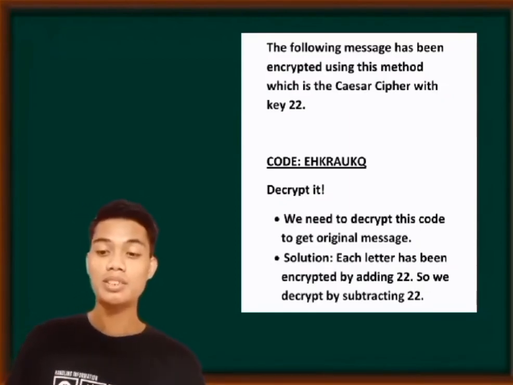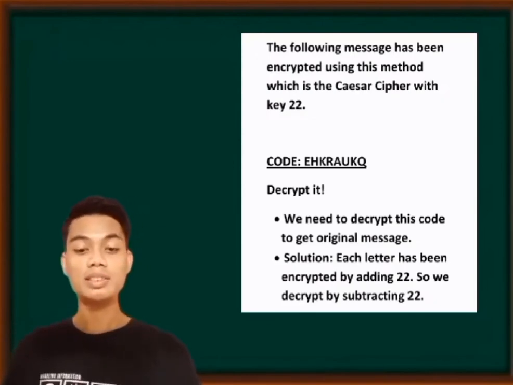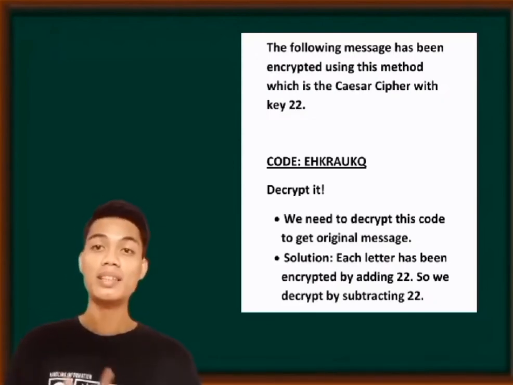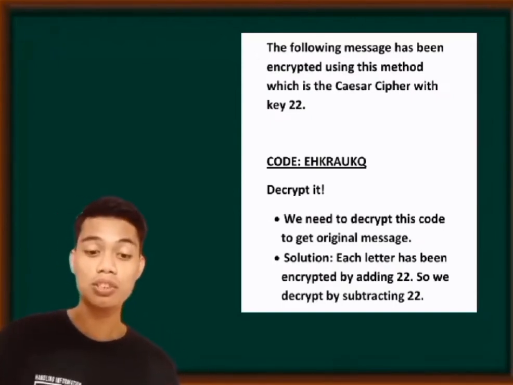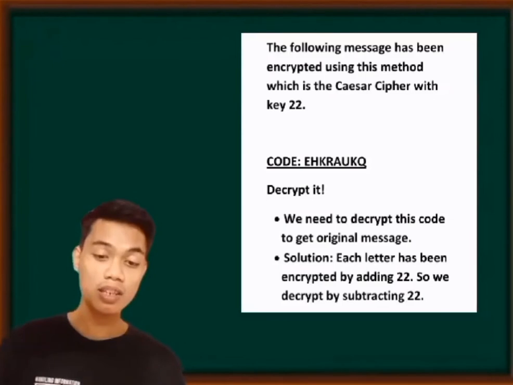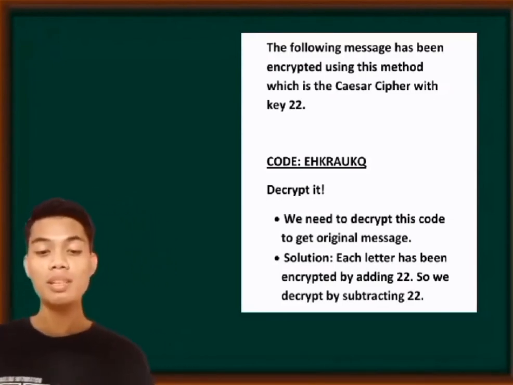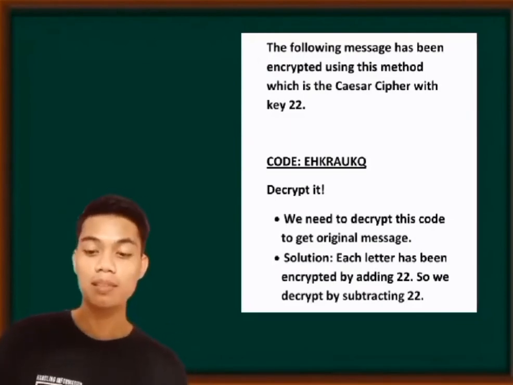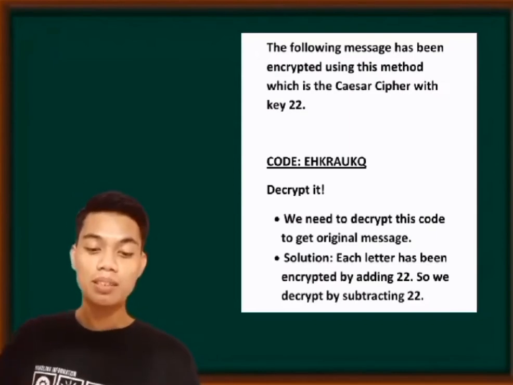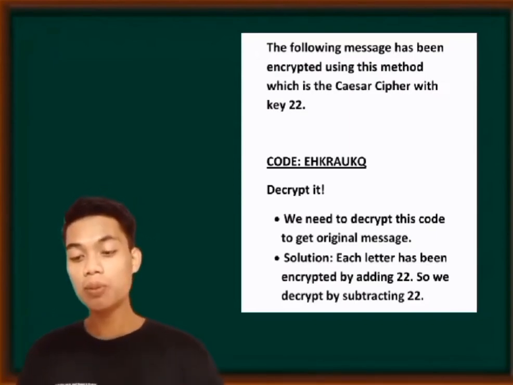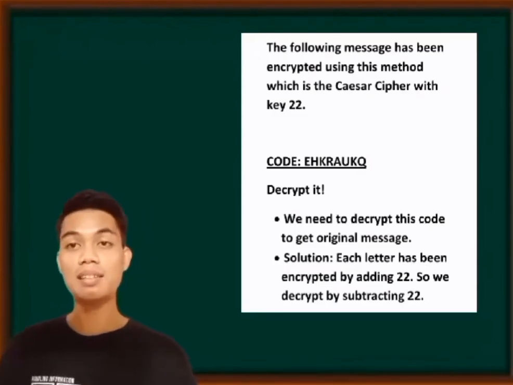The following message has been encrypted using this method, which is the Caesar cipher with key 22. So the code is EHKRAUK Q. We need to decrypt this code to get the original message. So the solution: each letter has been encrypted by adding 22, so we decrypt by subtracting 22.